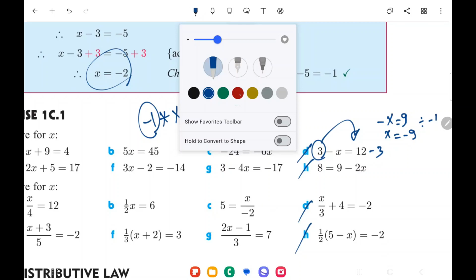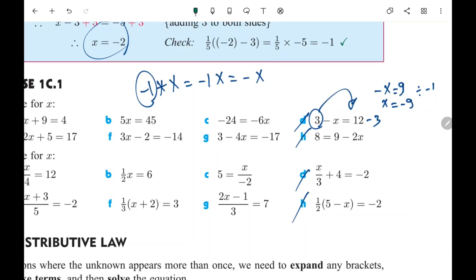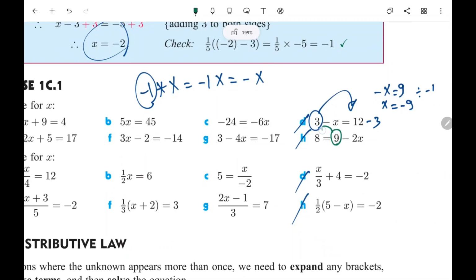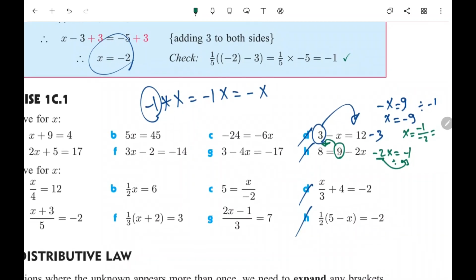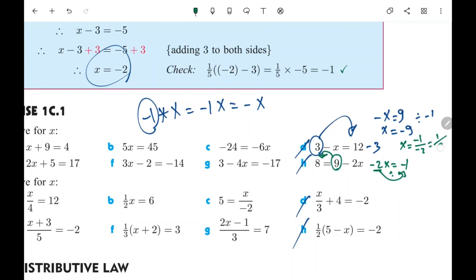Okay, let's change the ink and deal with the h. Here we had 8 equals 9 minus 2x. At the far beginning, 9 will be moved to the other side. So we have negative 2x will equal 8 minus 9. 8 minus 9 will equal negative 1. So we need to cancel the negative 2. Negative 2 is multiplied, so it will be moved to be divided. So x will equal negative 1 divided by negative 2, which will equal, negative divided by negative is positive, so 1 over 2.